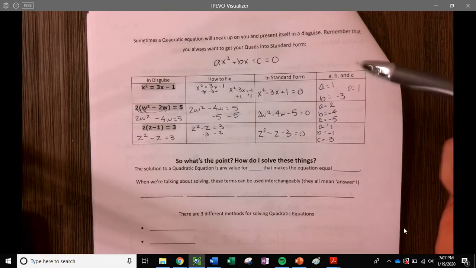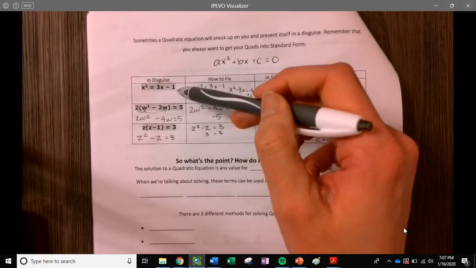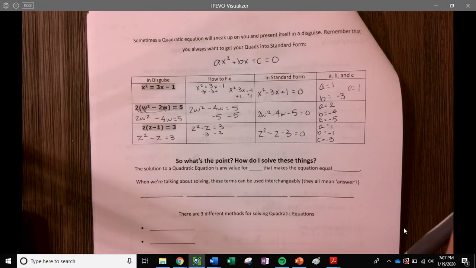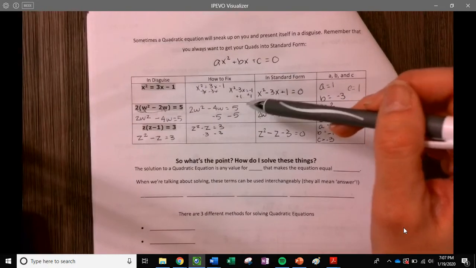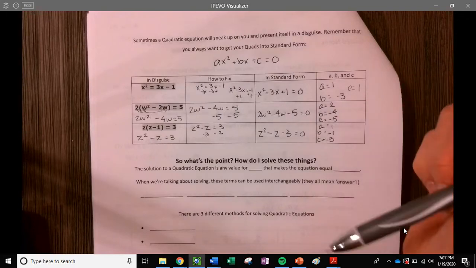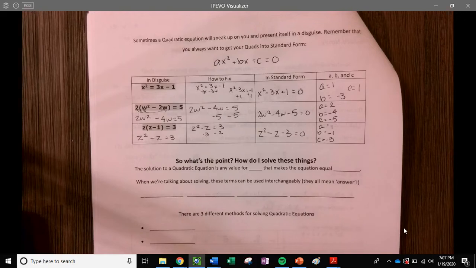All right. I hope that is helpful in figuring out how to get everything in standard form, and then also identifying A, B, and C. If you need a refresher on how to move things around in an equation, then please let me know. Inverse operation and all that good stuff, balancing both sides of the equal sign.